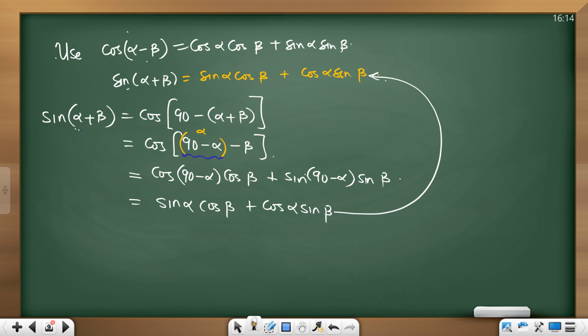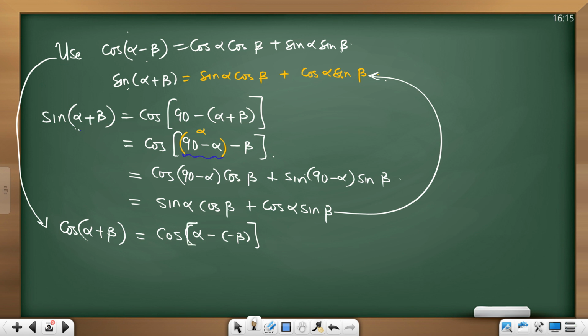Okay. Using this, we need to prove that what? Cos alpha plus beta. All right, check this. But they gave you cos alpha minus what? Look at this. I'm going to say this can be written as cos alpha minus negative beta. What is negative times negative? All right. So I'm still using alpha minus beta. Alpha minus beta. So what do we have?